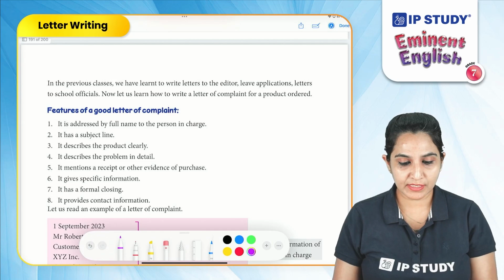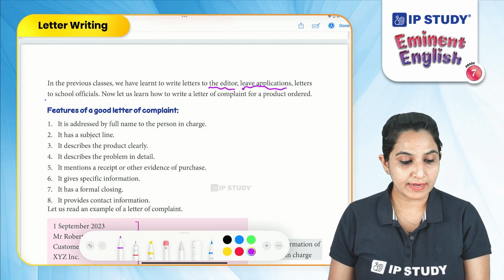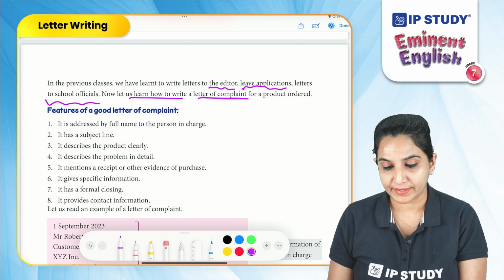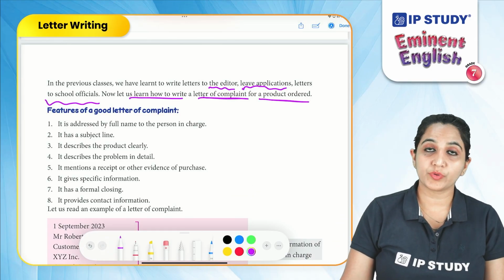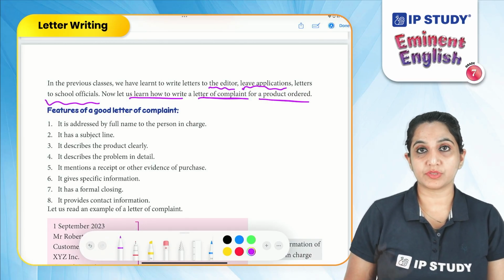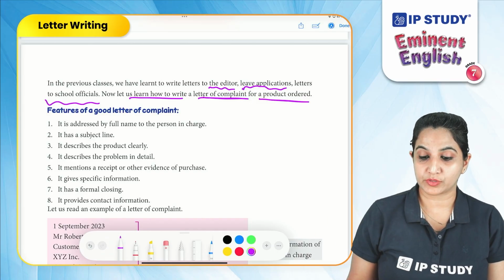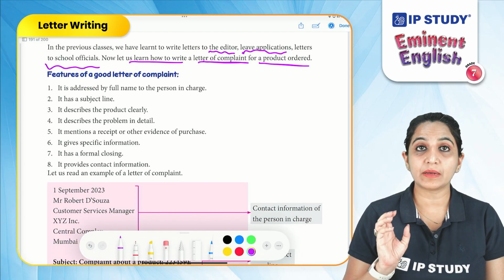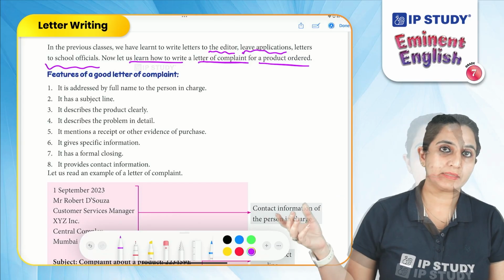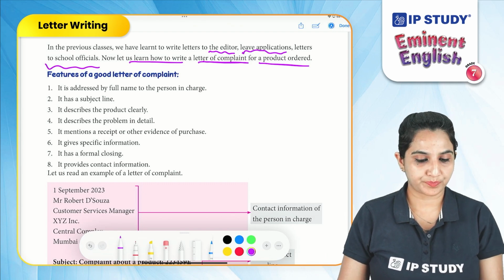In previous classes, we have learned to write letters to the editor, leave applications, letters to school officials. Now let us learn how to write a letter of complaint for a product order. So we already know how to write a letter to an editor, how to write leave applications, how to write letters to school officials, how to write letters to local officials. But now we will learn how to write a complaint for a product order. Supposing you ordered a product on Amazon or any other channel and the product was defective. So how to write a complaint?